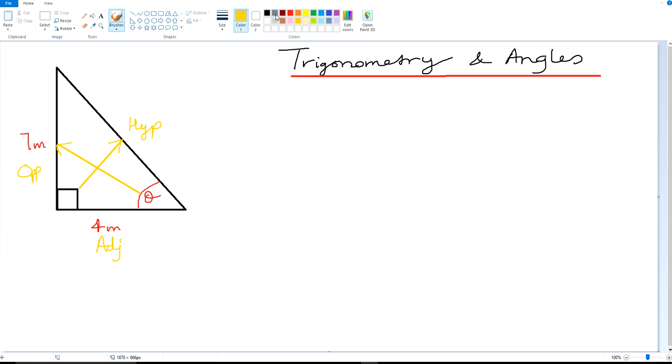Now let's see what the question is about. In our question, we want to work out the angle. And we know the opposite and the adjacent. So is the question connected to O and A? O and A is OA, which comes from TOA, which comes from our lovely little triangle.